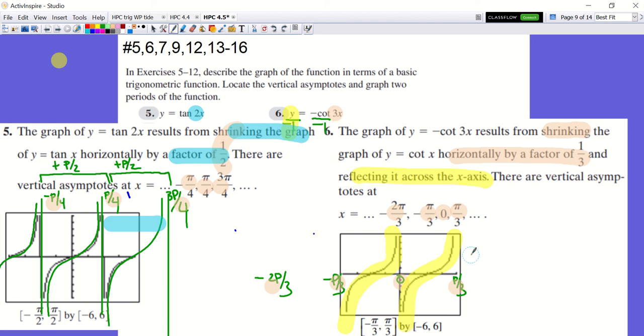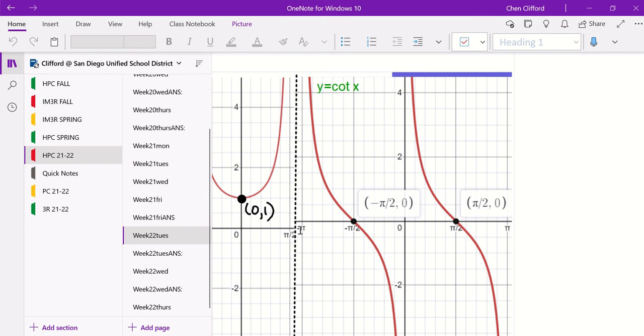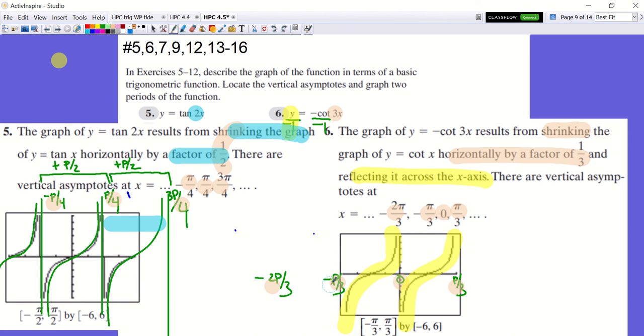What used to be pi and minus pi over here, we're going to shrink by 1/3, so it's going to be pi over 3 and minus pi over 3. And then it used to look like this, but now it's going to become the yellow highlights because we're going to reflect it across the x-axis. And that's that. Your vertical asymptotes are going to be one right here, here, and here. And that takes care of this.